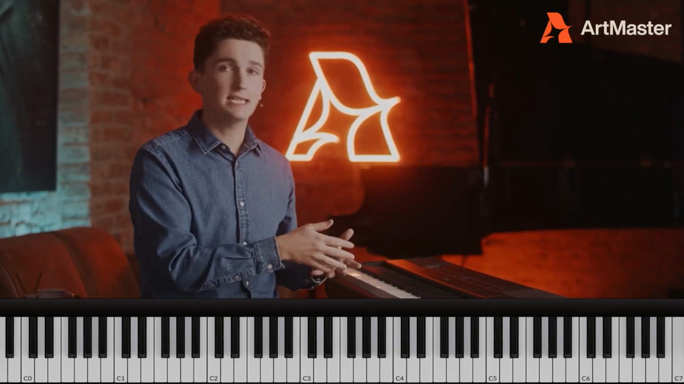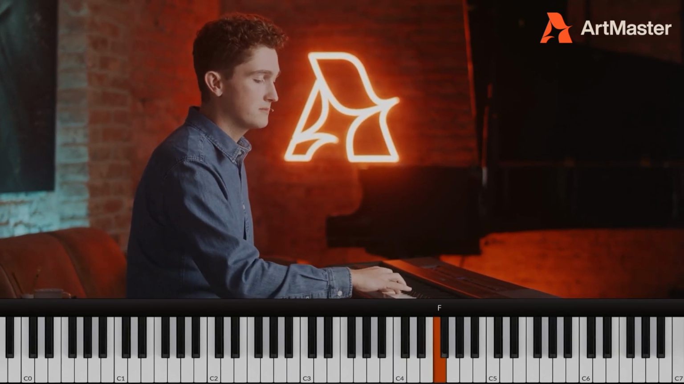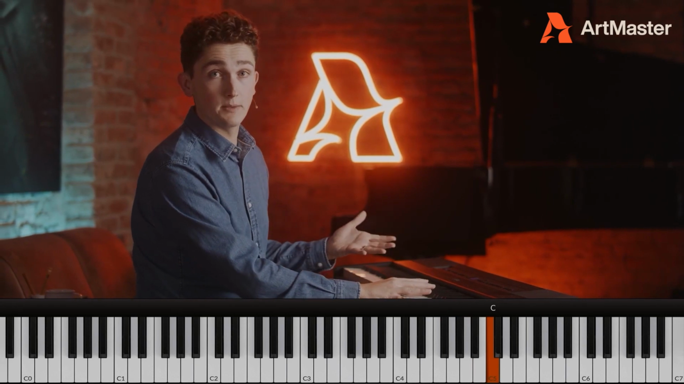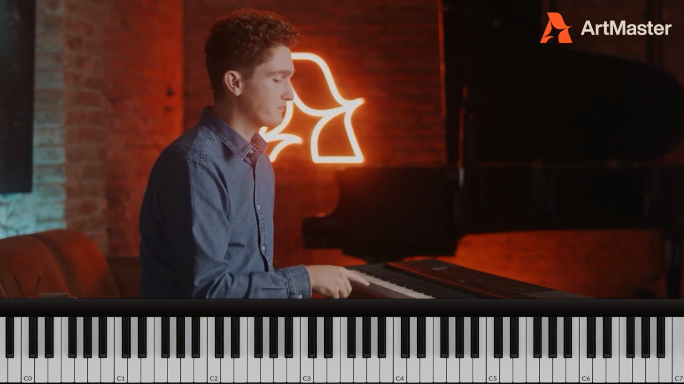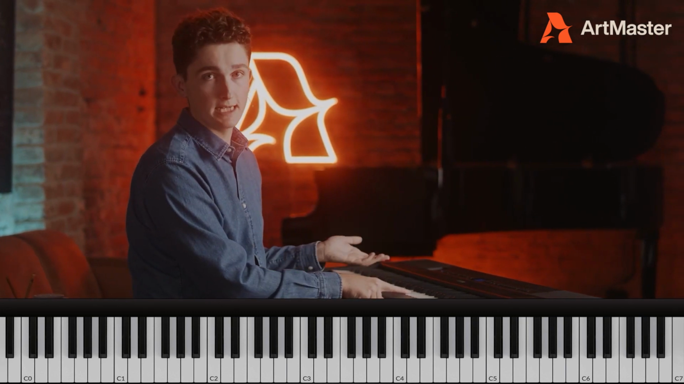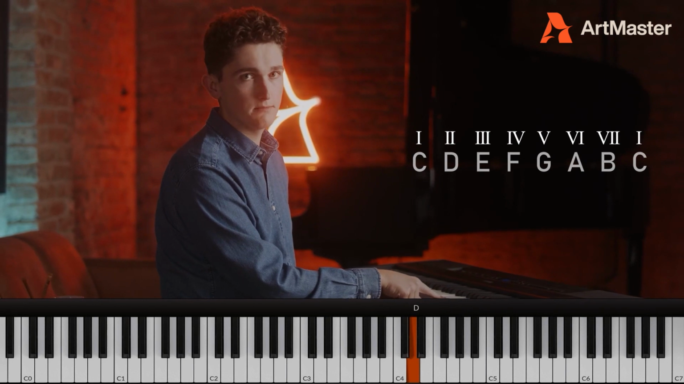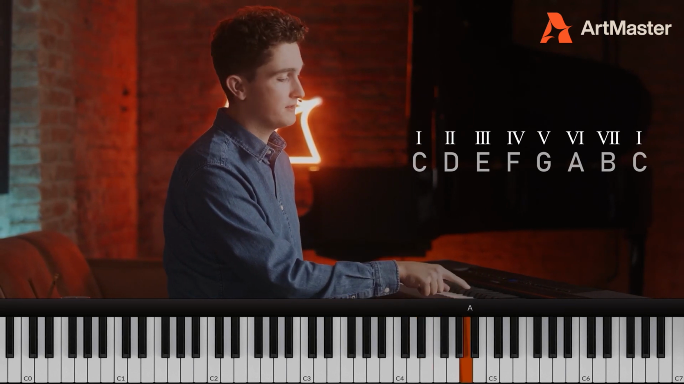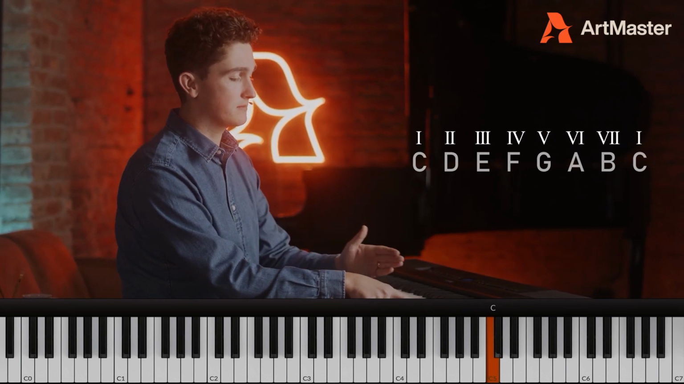So let's take C major as an example for that. We were saying before that C major is all the white notes on the piano, so it keeps it a little bit easier to envision, a bit easier to see. So the first note of the C major scale is C, second note is D, third, fourth, fifth, sixth, seventh, back to where we started, just an octave higher.